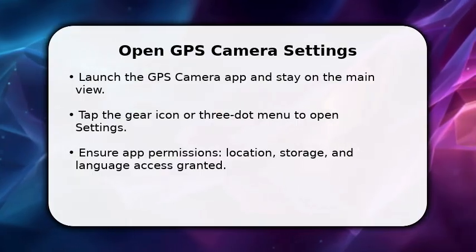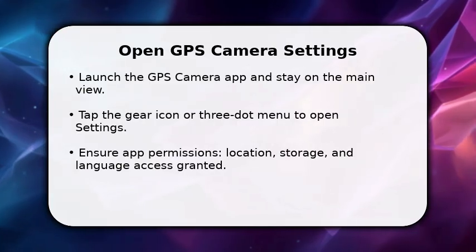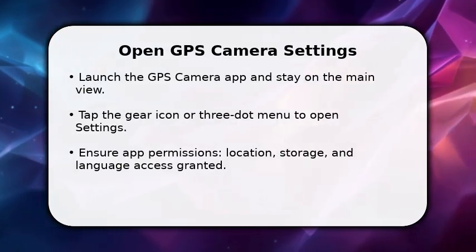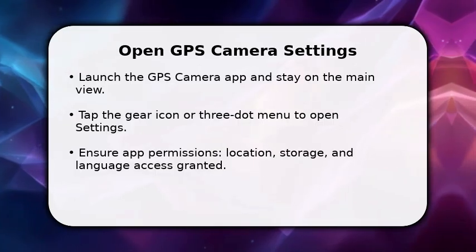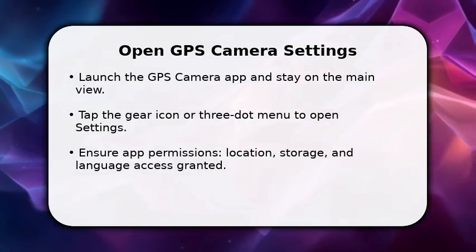You begin by opening the GPS camera app and going straight to Settings. This is where the language control lives. Tap the gear or three-dot menu because the language option is nested there.